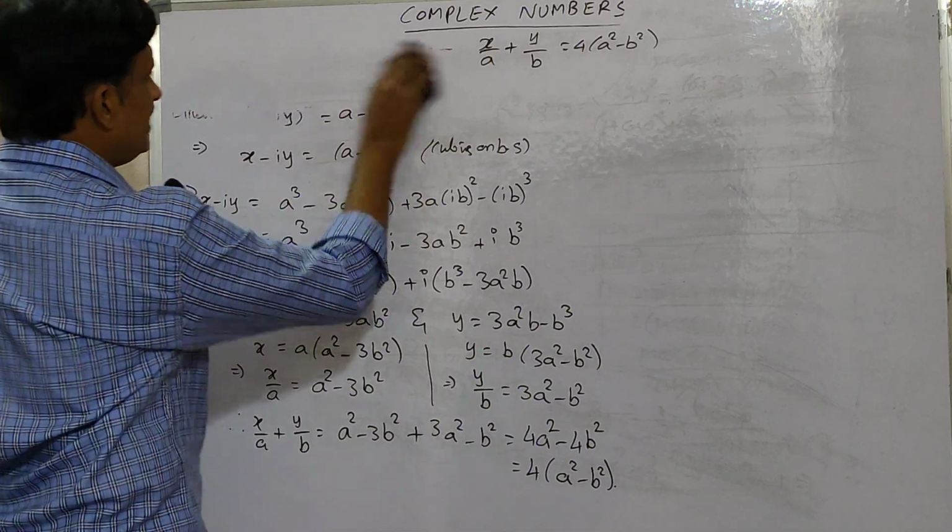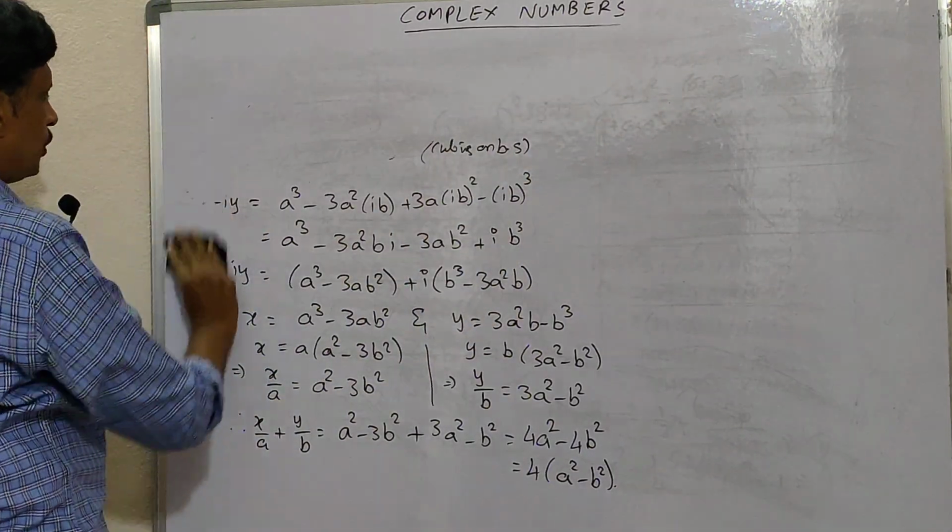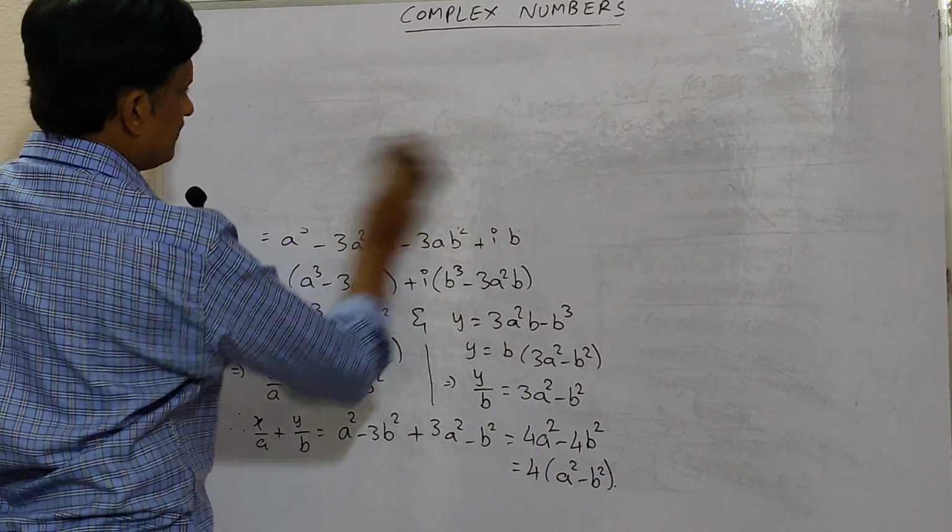Whole power 1 by 3 means cube root is given. To eliminate cube root, we need to apply whole cube on either sides.